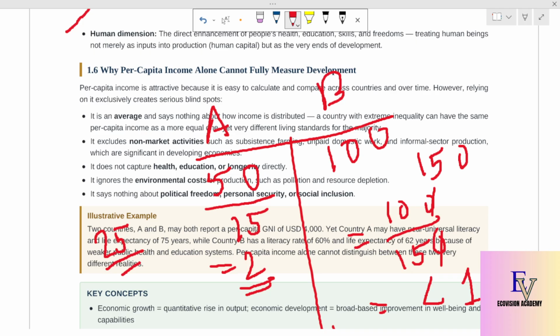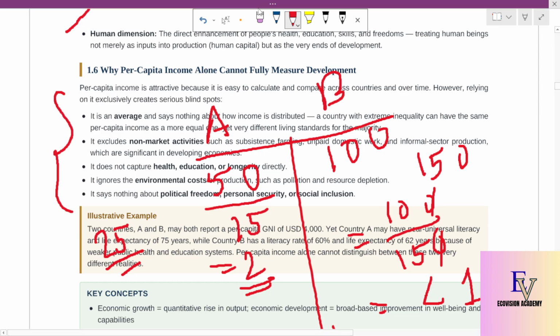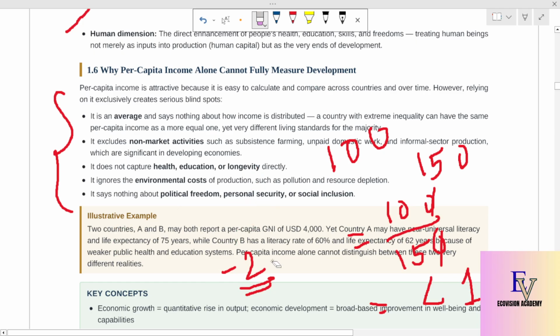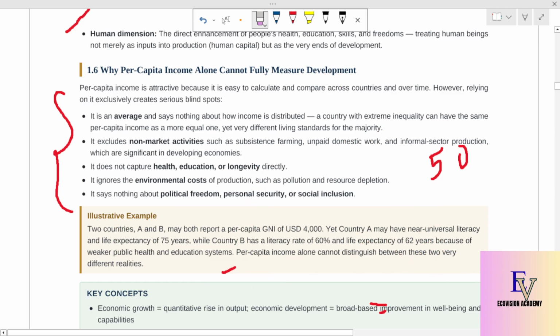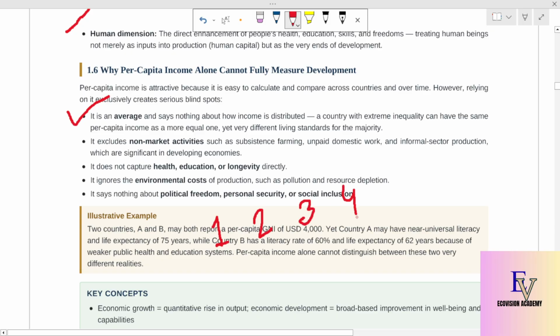So we can consider per capita income as a part of development. But there are certain problems for which we cannot use per capita income as a measure of economic development. First, the most important thing is that it basically gives us the average. Suppose there are 4 persons in the country: person 1 gets an income of rupees 50, person 2 gets rupees 20, person 3 gets rupees 10, and finally person 4 gets rupees 20.